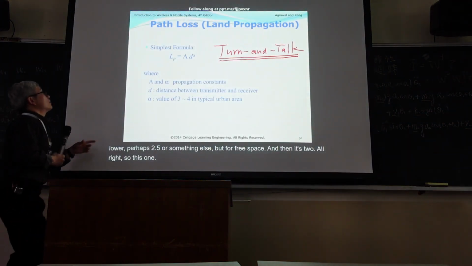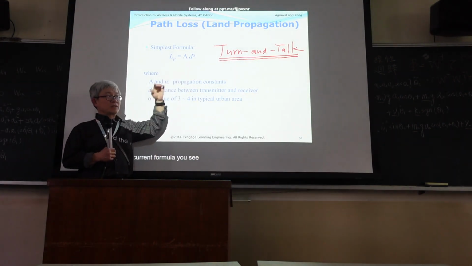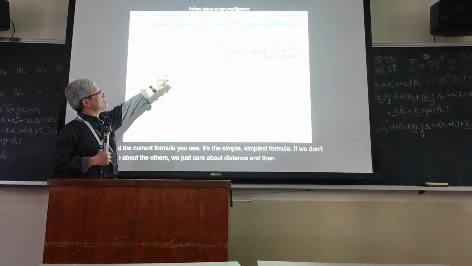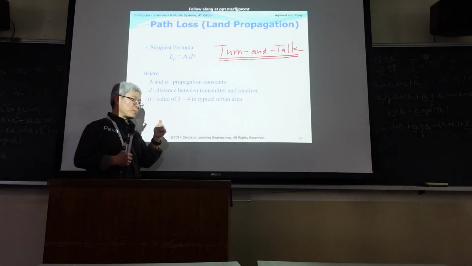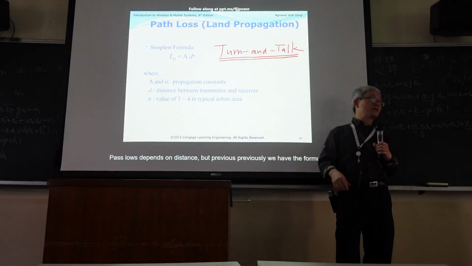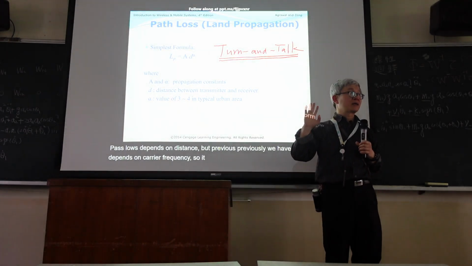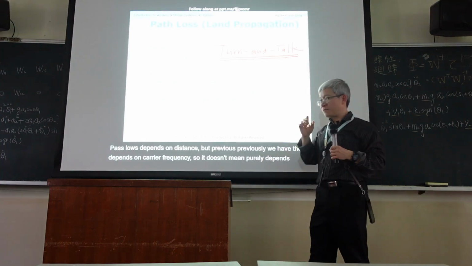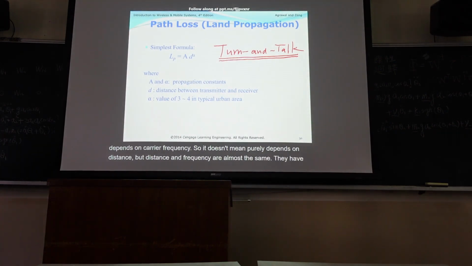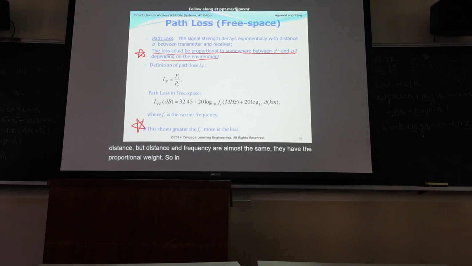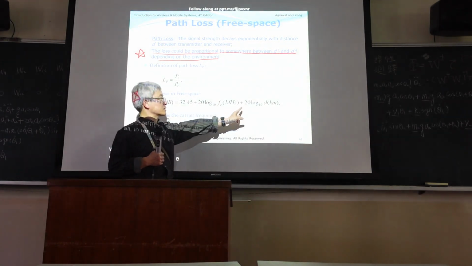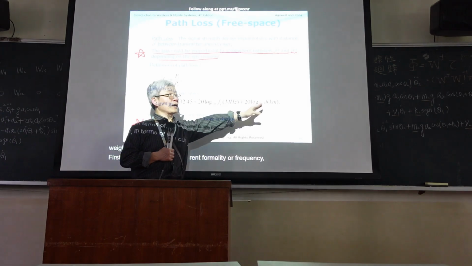And the current formula, you see, it's the simplest formula. If we don't care about the others, we just care about distance, and then path loss depends on distance. But previously we had the formula depending on carrier frequency. So it doesn't mean it purely depends on distance. But distance and frequency are almost the same. They have proportional weight. So in terms of the current formula, frequency and distance act almost the same way, right?